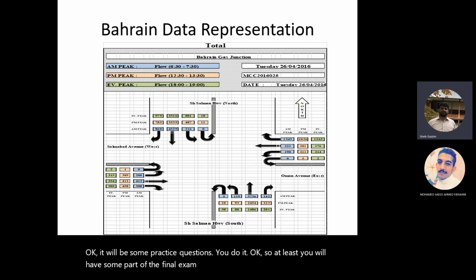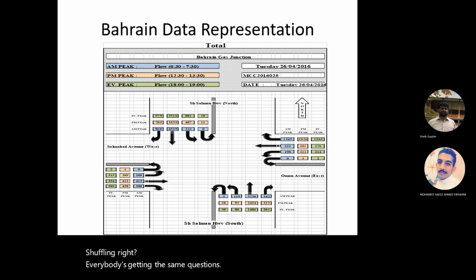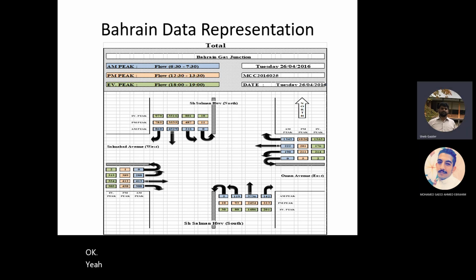And in the final exam, there's no shuffling, right? Everybody is getting the same questions. Okay. Clear? Who didn't sign? Who didn't put their names?